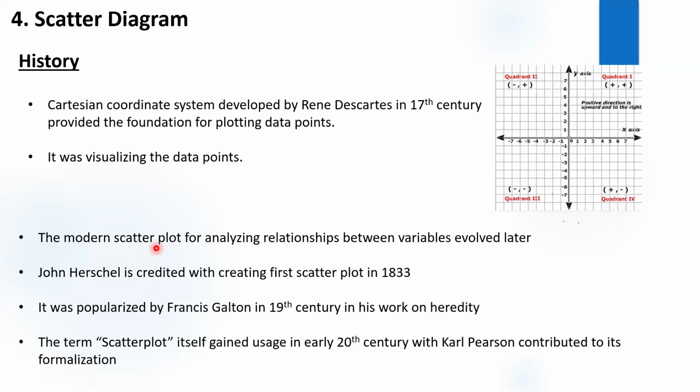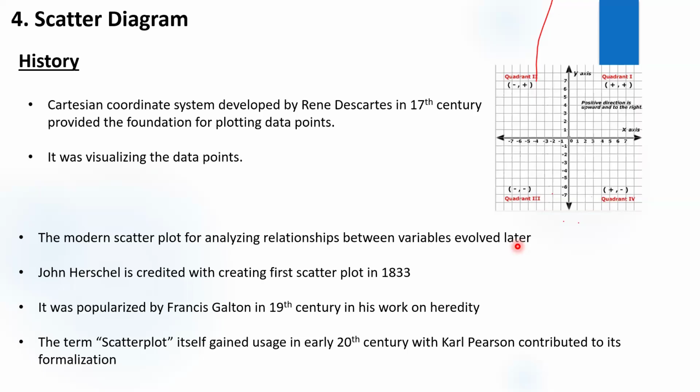But the modern scatter plot for analyzing the relationship between variables evolved later. Before studying the scatter diagram, please let me clear: the scatter diagram is used for variable data, meaning continuous data. If there are two variables, these two variables should have continuous data. We can measure it on a continuous scale. Then and only then is the scatter diagram used. The scatter diagram is not used for attribute data.